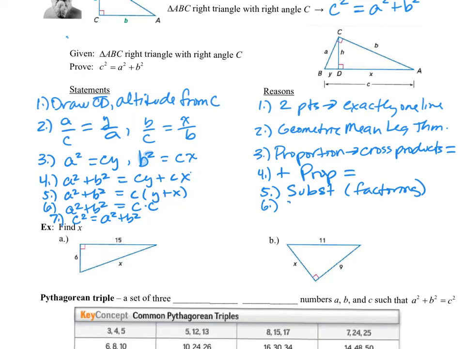So 6 was substitution, and then step 7, our reason is the symmetric property of equality, and we also used substitution because I replaced c times c with c squared. Okay, so I like that proof of the Pythagorean theorem. It uses that geometric mean leg theorem that we have learned recently in class. So now let's look at a couple of examples where we apply the Pythagorean theorem.